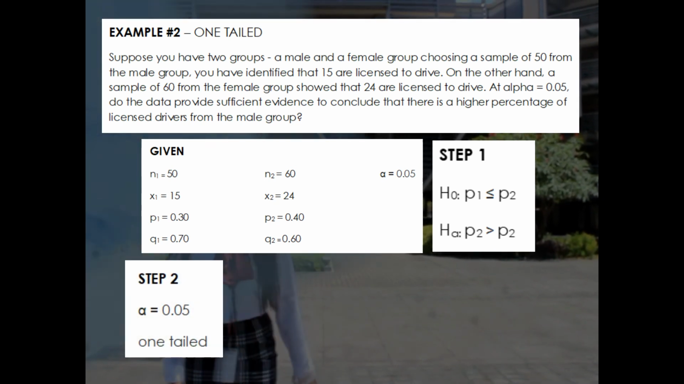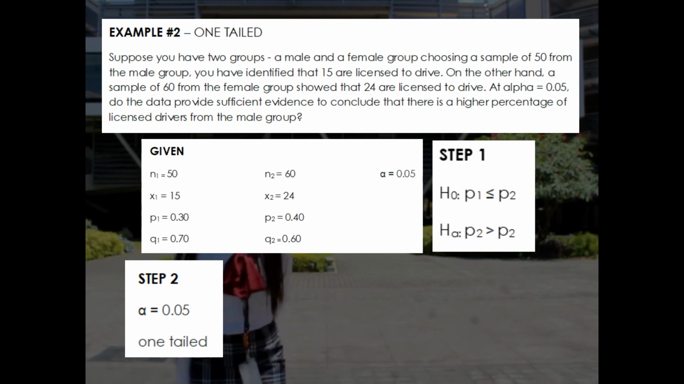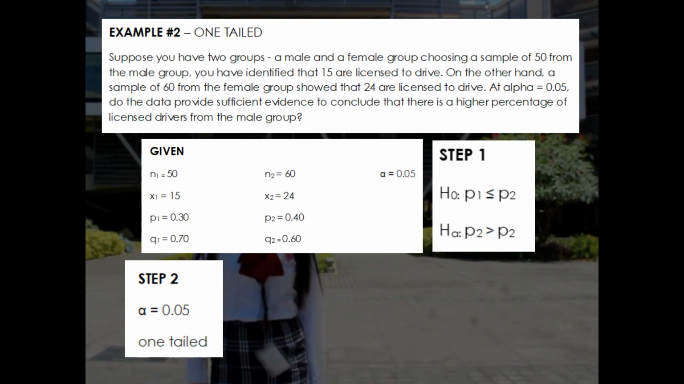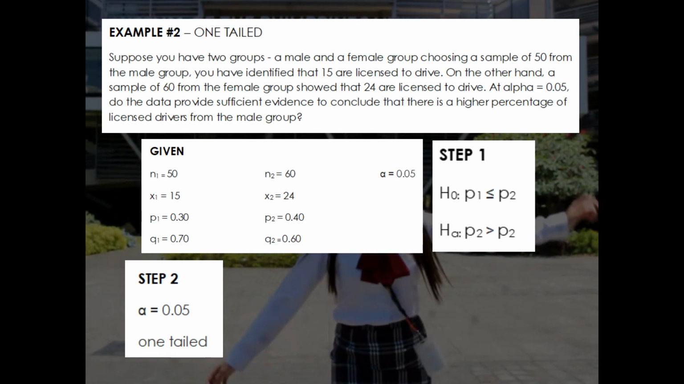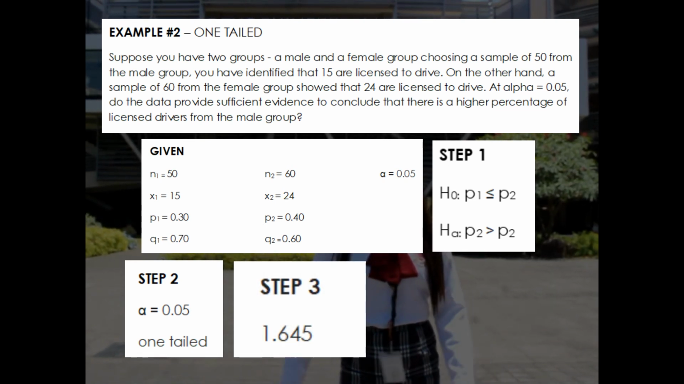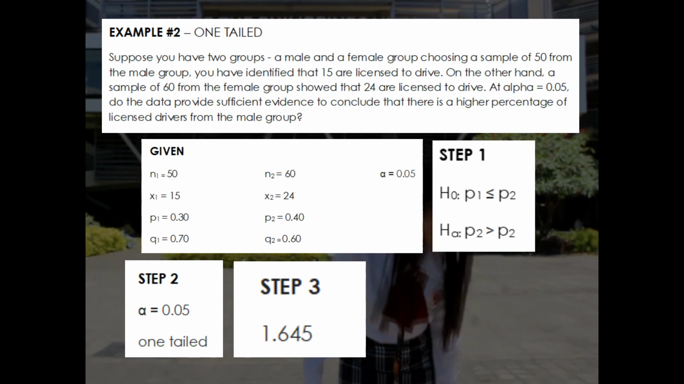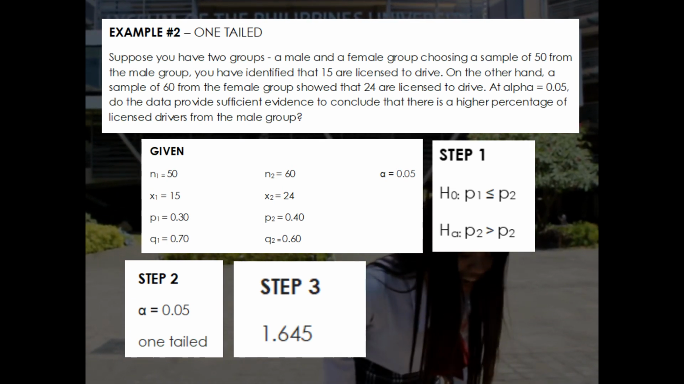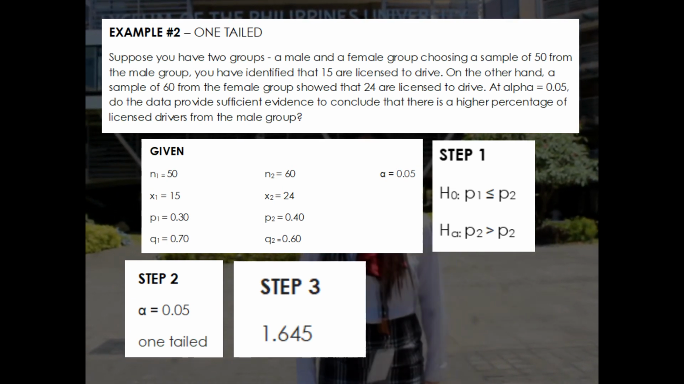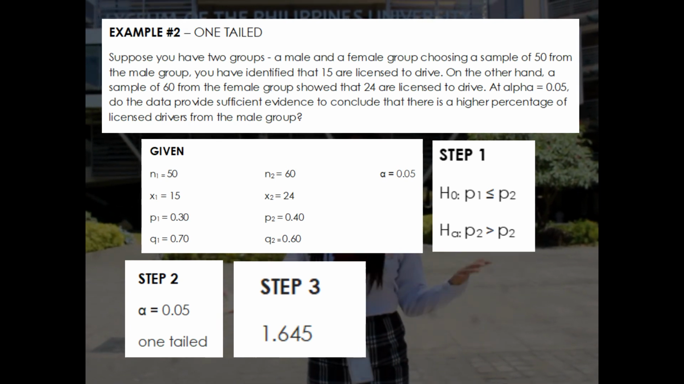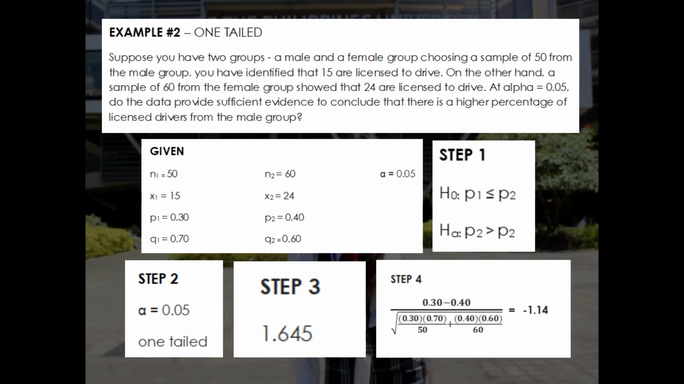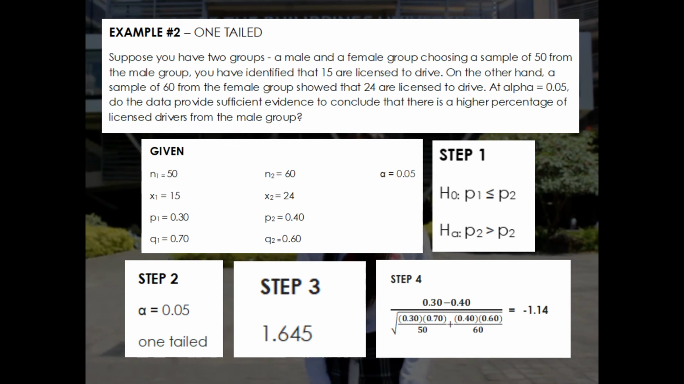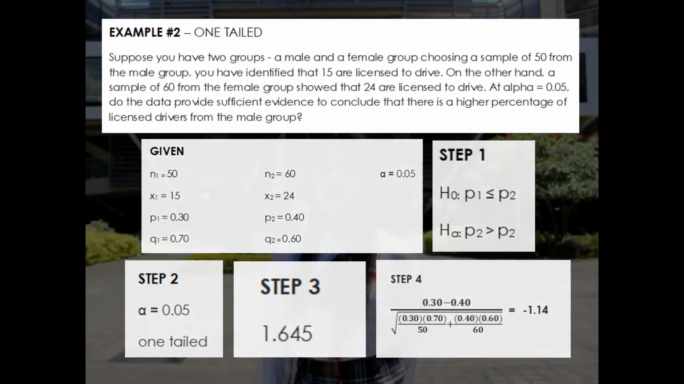Step number 2. For this particular problem, the level of significance that we are going to use is 0.05 and one-tailed. Step number 3. Since we already identified the level of significance and the tail we are going to use, the critical value for this particular problem is 1.645. Step number 4, solving for the z-score. Using the formula for two sample proportions, the answer for this problem is negative 1.14.